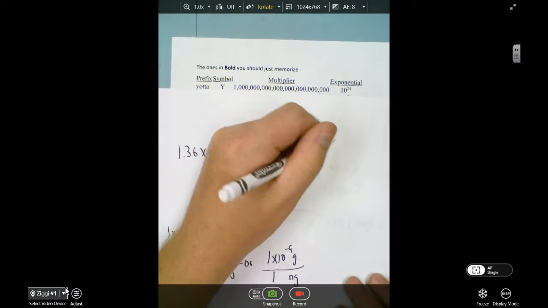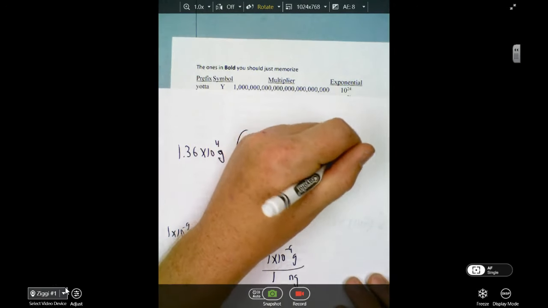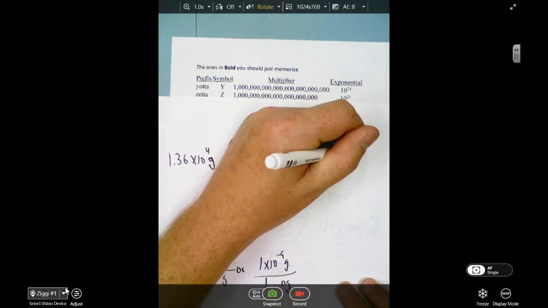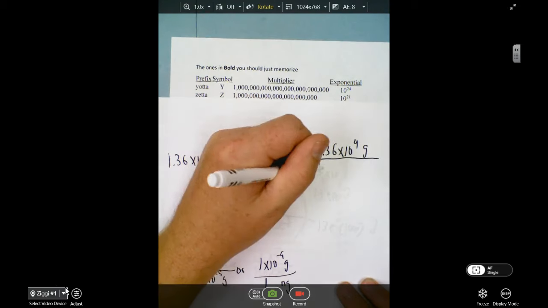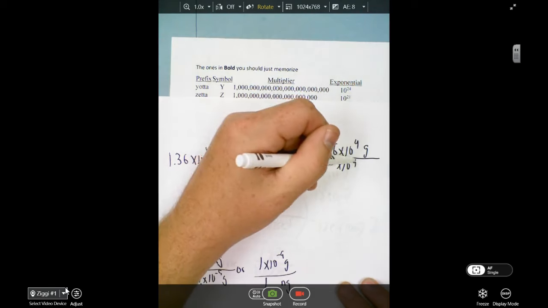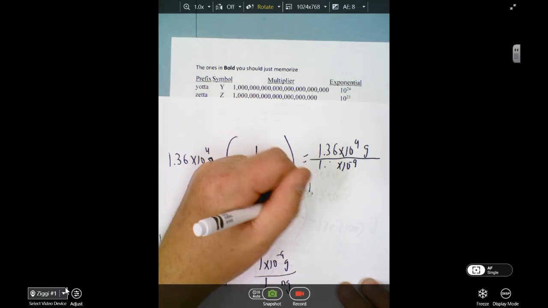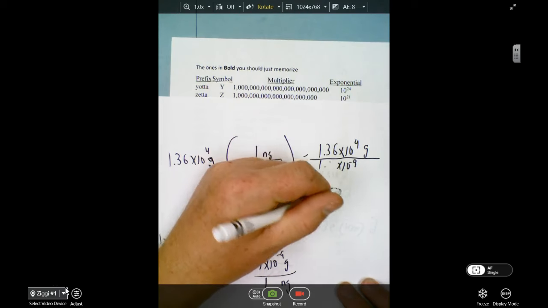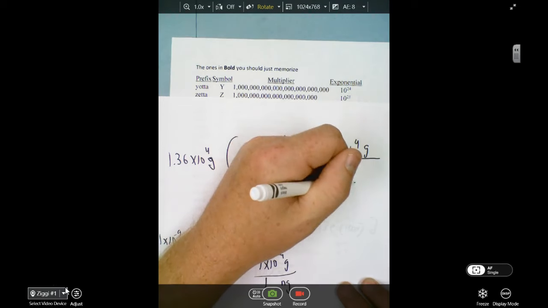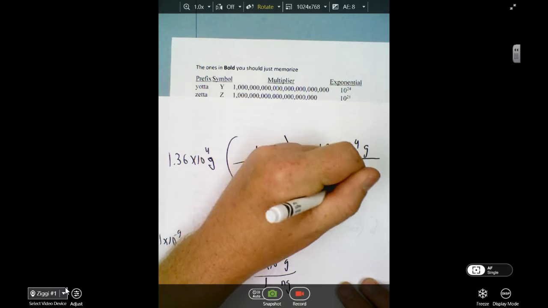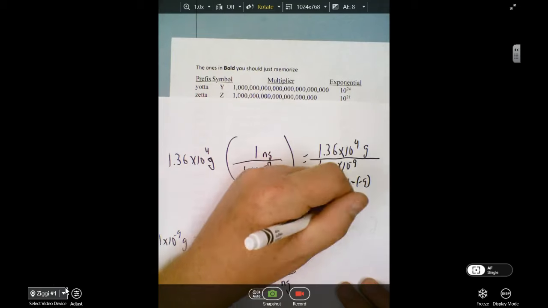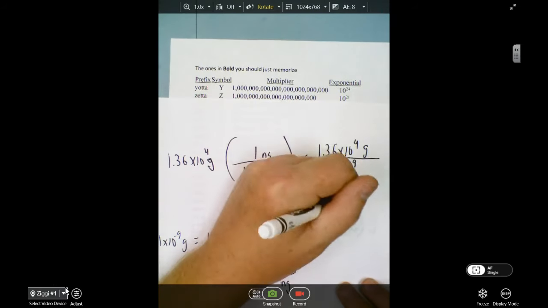This is going to give me 1.36 times 10 to the 4th grams divided by the number 1 times 10 to the minus 9th. Now, you may or may not remember from your algebra earlier, I can write this as 1.36 times 10 to the 4 minus, because these are division. If they're multiplication, I'd add them. Minus a minus 9. This becomes 1.36 times 10 to the 4th, it would be to the 13th.